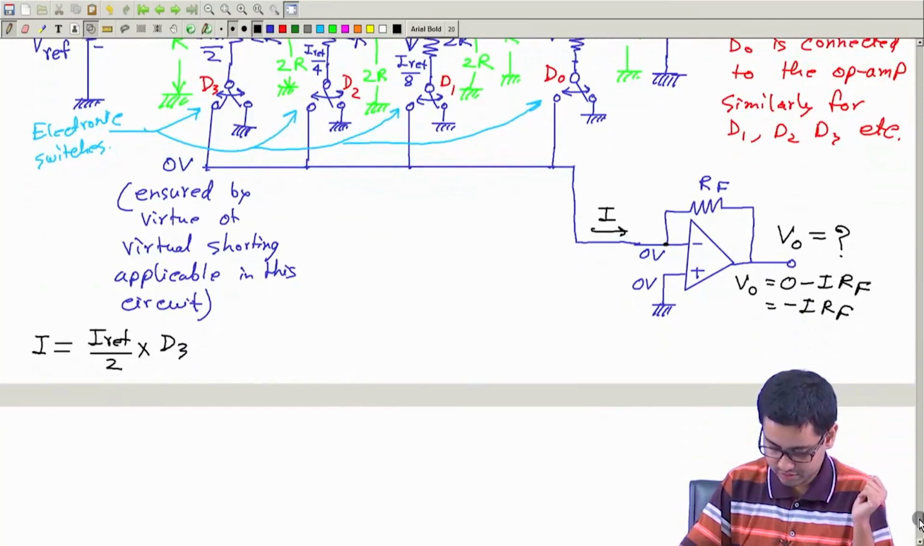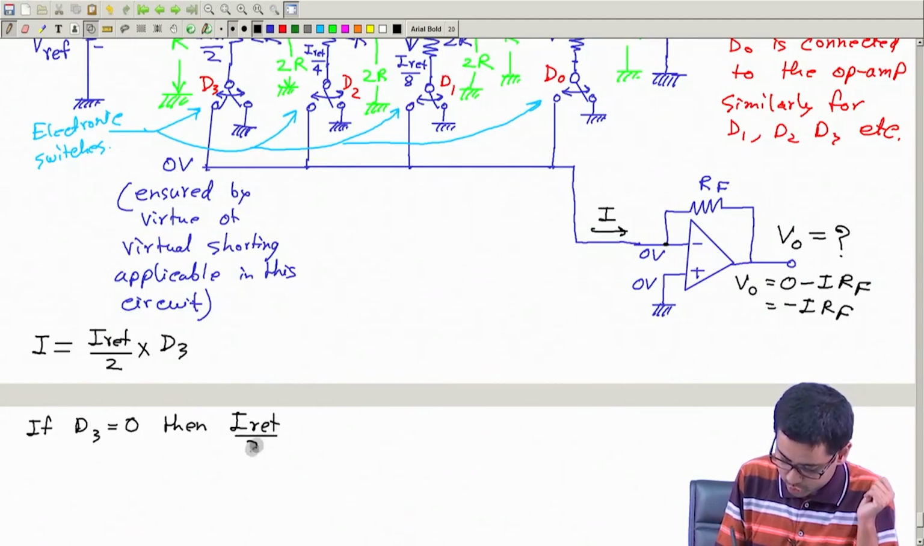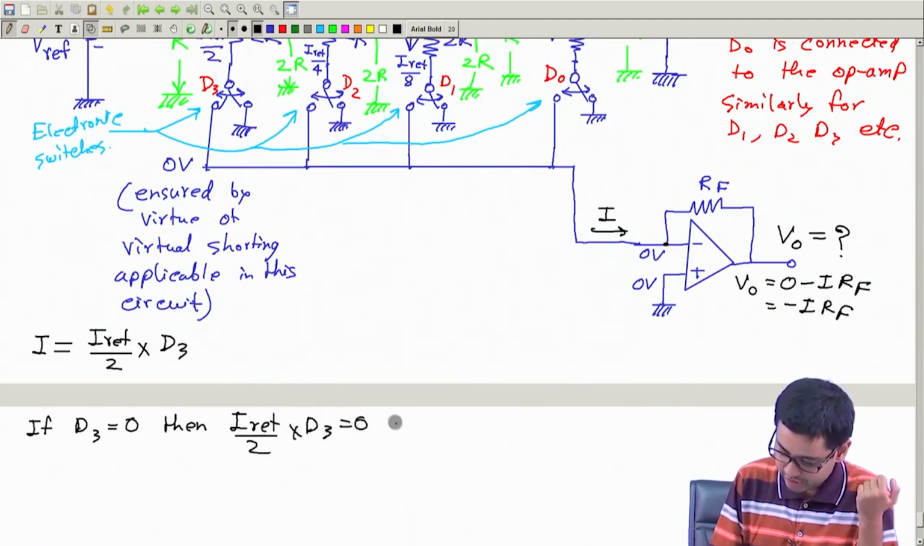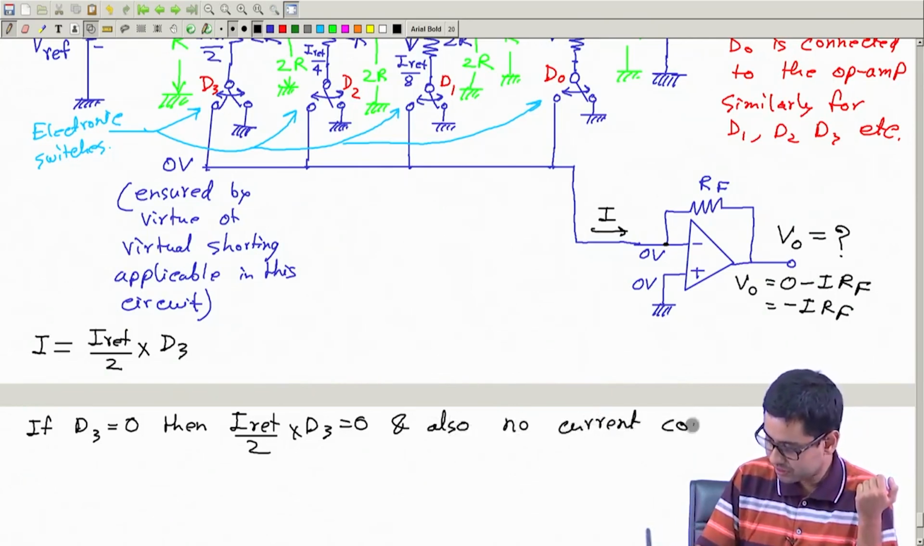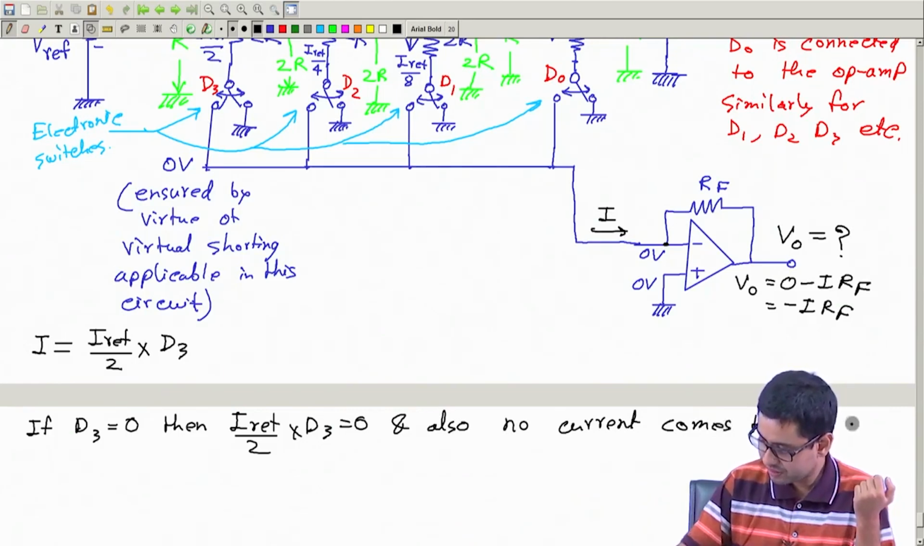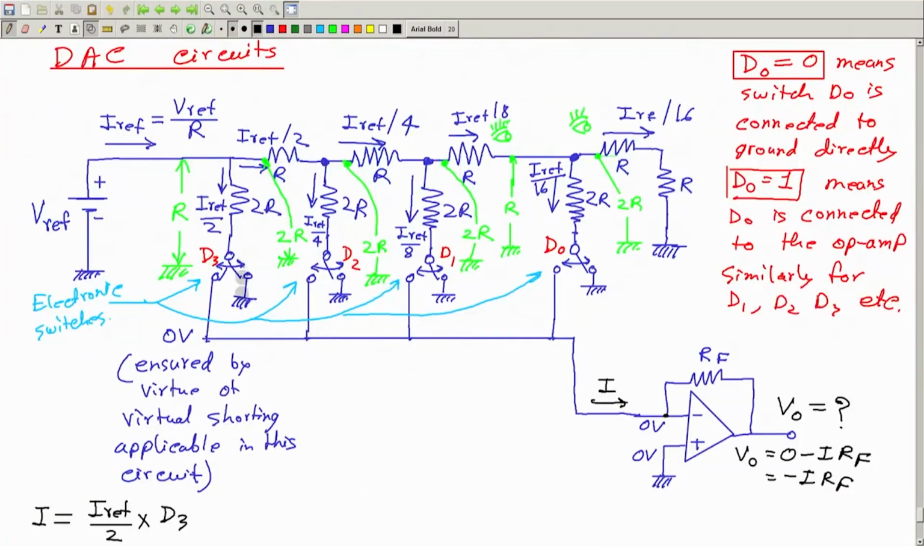Just a short note: if D3 is equal to 0, then IRF by 2 into D3 is also equal to 0, and no current comes to the op amp, as the current is going to the ground directly. So this current here will go to the ground directly, so this will not come.